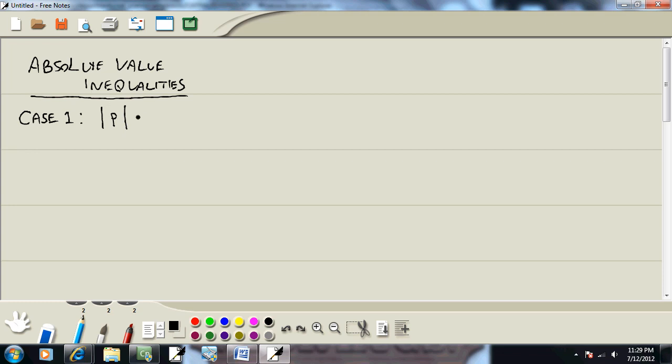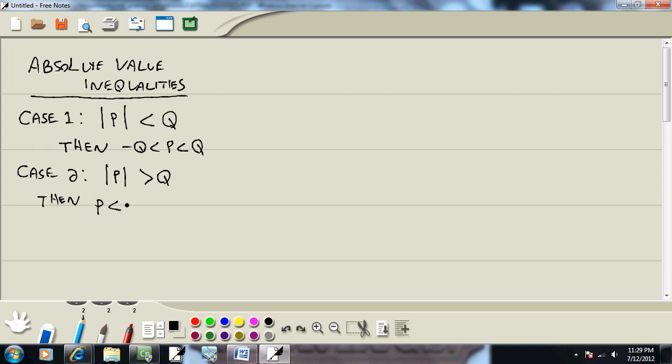Okay, case 1. We got the absolute value of something is less than something else. Now if it's in this form, then you can rewrite it using this formula. Now case 2 is where you have the absolute value of something is greater than something else. If you have it in that form, then you can rewrite it as P is less than negative Q, or P is greater than Q. Now that or does not mean you can choose one or the other. You have to plug it in this entire formula.